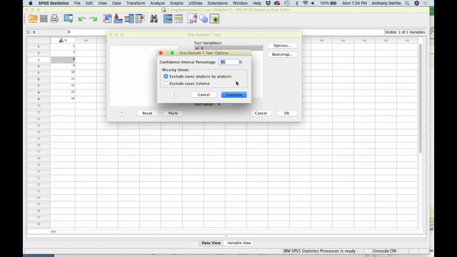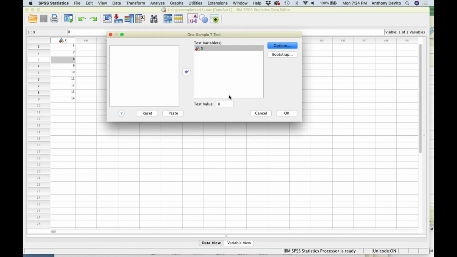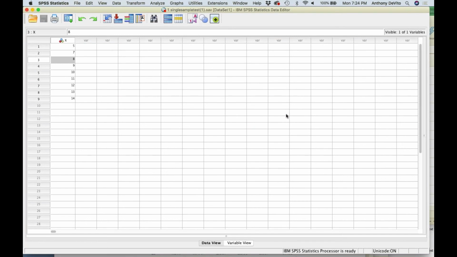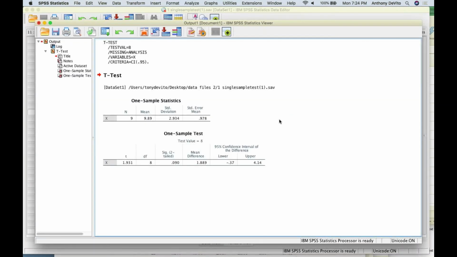I don't think there's anything in options that we really need to worry about. 95% interval. So I'm going to click OK. SPSS will do this operation and pull up an output table. And let's see what we wind up with. We wind up with a t-score of 1.931. Does that look familiar? That same number we got, right? Okay, 8 degrees of freedom.